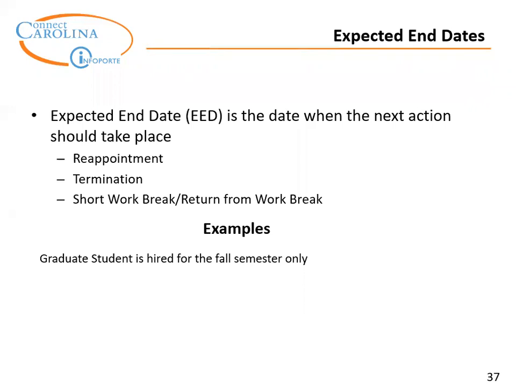So the expected end date should be really, when is the first day I'm going to have to decide, am I going to extend this appointment or am I going to have to put in that termination, right? So it's the day after their last day at work, right? So for example, a grad student hired just for the fall semester. Any guesses on the expected end date for that? 1/1, right, exactly.